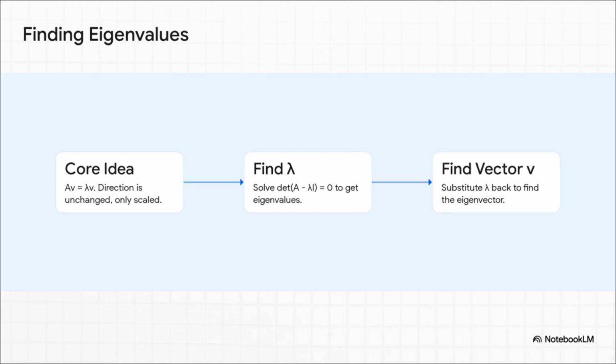It's special. Visually imagine a vector arrow being hit by a matrix transformation. For an eigenvector, its direction remains perfectly identical. It doesn't rotate at all. It only stretches or shrinks by a specific scalar value, which we call lambda, or the eigenvalue. To find lambda, you solve the determinant of A minus lambda times the identity matrix equals 0. I know it looks complex, but really, it's just finding the roots of a polynomial.